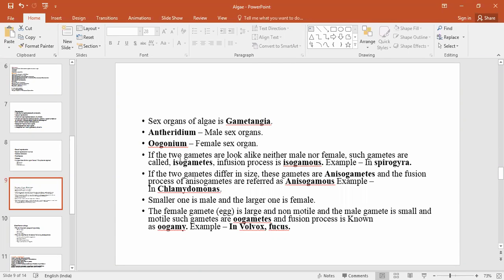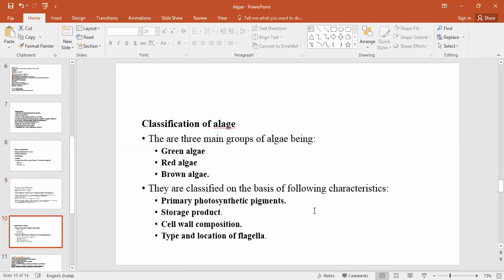Then the major character is the difference between the male organ and female organ. The male organ is always smaller in size than the female, and the female organ is larger in size. The female gamete is large and non-motile, whereas the male gamete is small and motile. Such types of gametes are called oogametes, and the fusion process is called oogamy, and it occurs in Volvox and Fucus. So this is all about the sexual mode of reproduction of the algae.